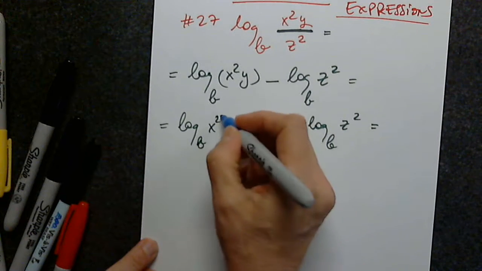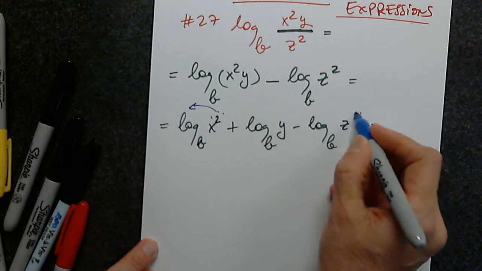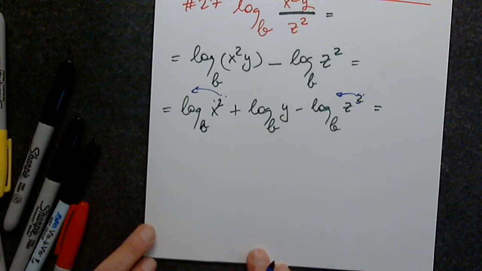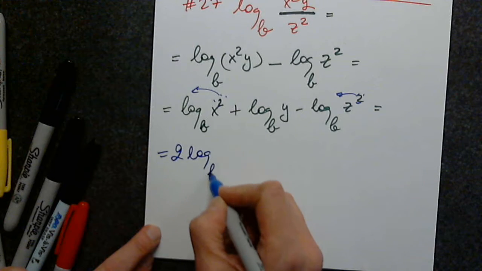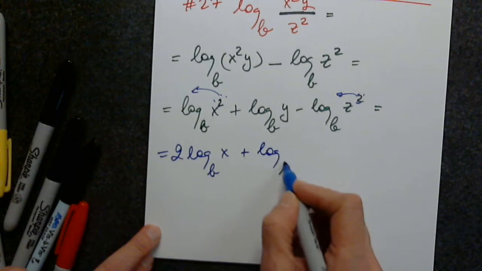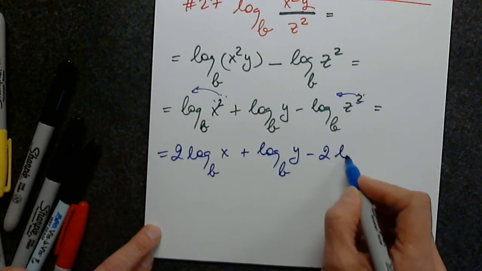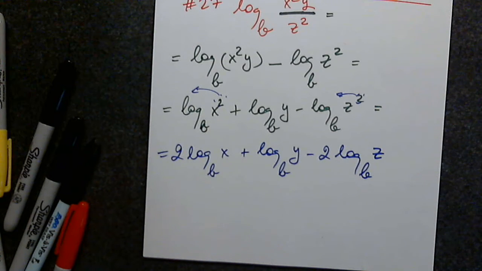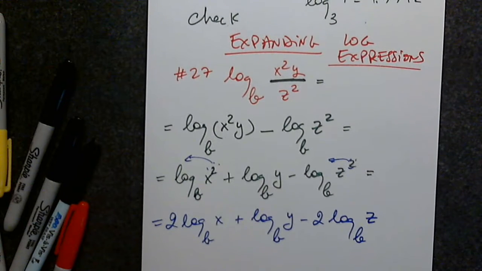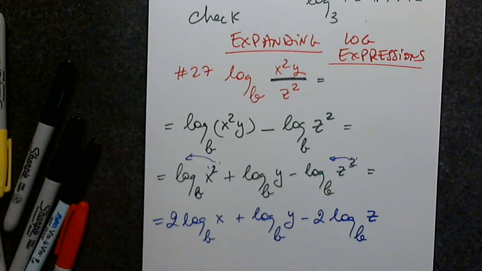The power, yes. This will go in front as a factor, in front of its specific log. So this is 2 log base b of x plus log base b of y minus 2 log base b of z. There is nothing else we can do. We applied all possible properties.